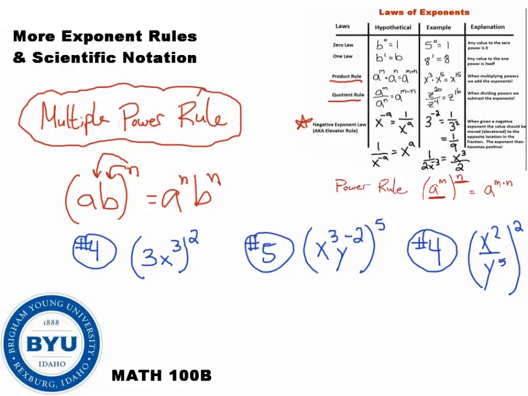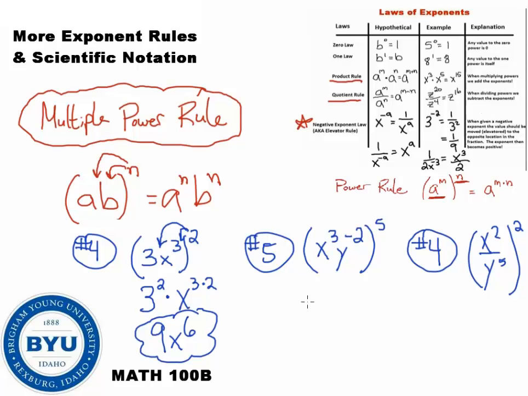Okay, let's take a look. So here we go. We're going to go ahead and raise everything inside to the 2nd power. So we get 3 squared times x cubed squared. Remember, when it's a power raised to a power, you multiply. So 3 squared is 9. And here we get x to the 6th. That's our answer for number 1.